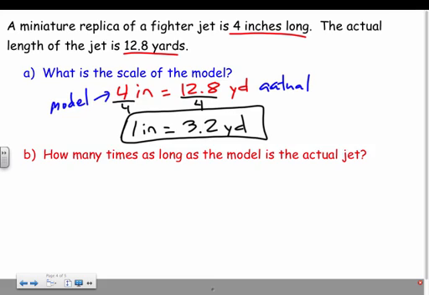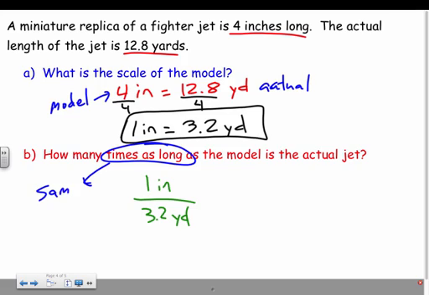Last thing is, this is new. How many times as long as the model is the actual jet? So how many times bigger is the jet than the model? Well, right now we know that 1 inch is for every 3.2 yards. So it's not 3.2 times bigger. I can't tell how much bigger something is if I have different units. And right now I have different units. So if I want to figure out how many times bigger or smaller something is, I need the same units.